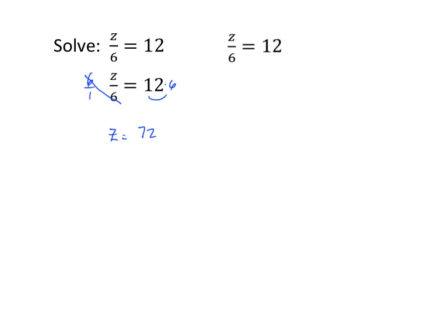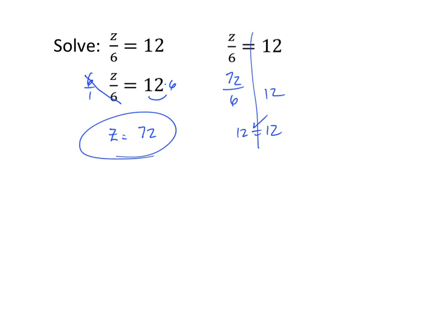So when I check, I rewrite the equation out, and instead of z, what I'm going to put in place of the z is 72 divided by 6. This side was already 12. 72 divided by 6 is 12. Well, so these two sides are balanced, so we have the right answer, z equals 72. That's our solution, right?